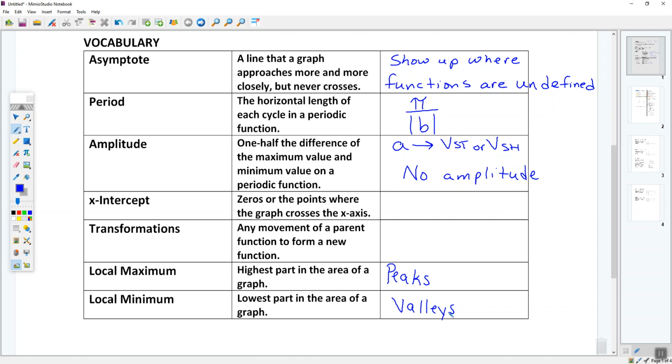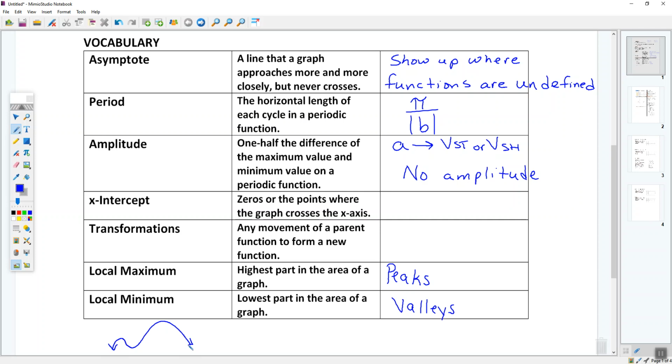So if I had a graph sketched like this, how many peaks are there? 2. Okay, we would say that this is a local maximum. In that area, that's the highest point. What would this be considered? Local minimum. What would this point be considered?